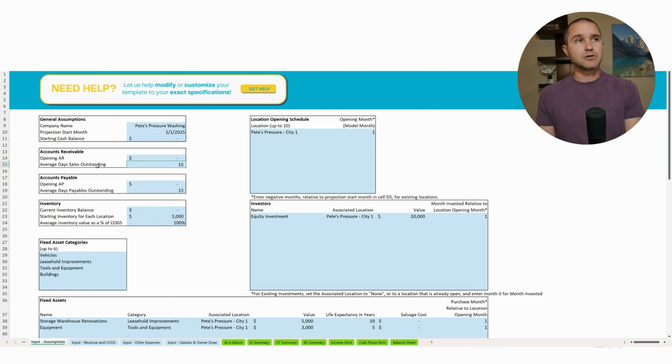This can make a big impact on your cash flow. So what this means, average days sales outstanding, 15. This means how many days does it take to get paid after you provide the service? So we're saying on average here, it's going to take us 15 days to get paid after providing the pressure washing service.